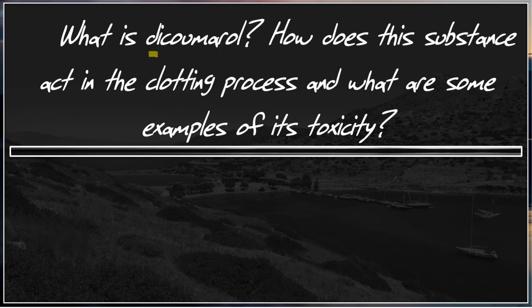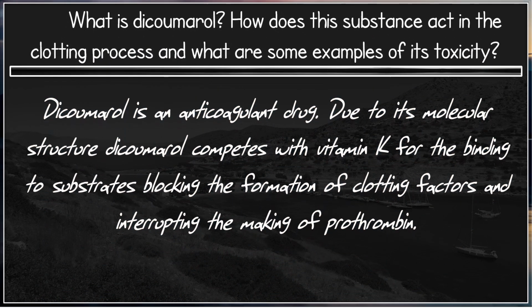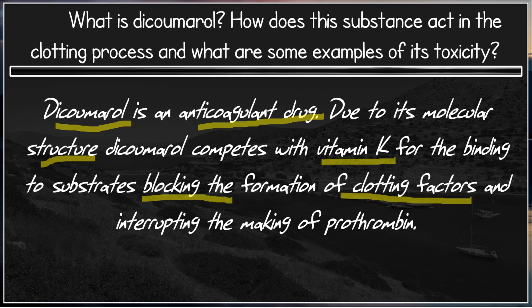What is dicoumarol? How does the substance act in the clotting process? And what are some examples of its toxicity? Dicoumarol is an anticoagulant drug. Due to its molecular structure, dicoumarol competes with vitamin K for the binding site, blocking the formation of clotting factors and interrupting the making of prothrombin.